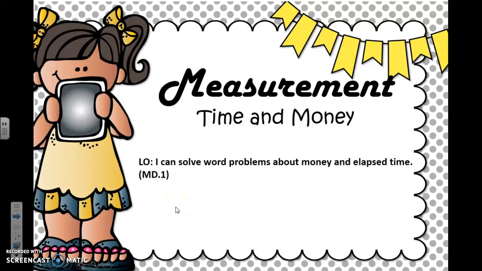Tonight we're going to be talking about time and money. We're not starting a new unit, we're just going to be talking about how we can measure time and money over one day, tomorrow. So to get us prepared for it, our learning objective for tonight is I can solve word problems about money and elapsed time. Pause the video now and write down your LO.